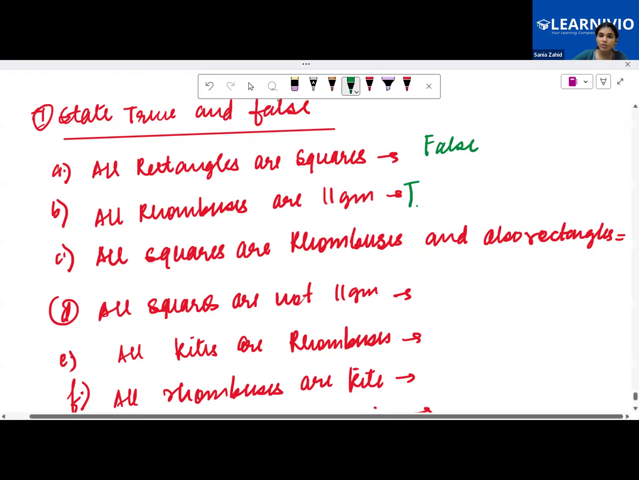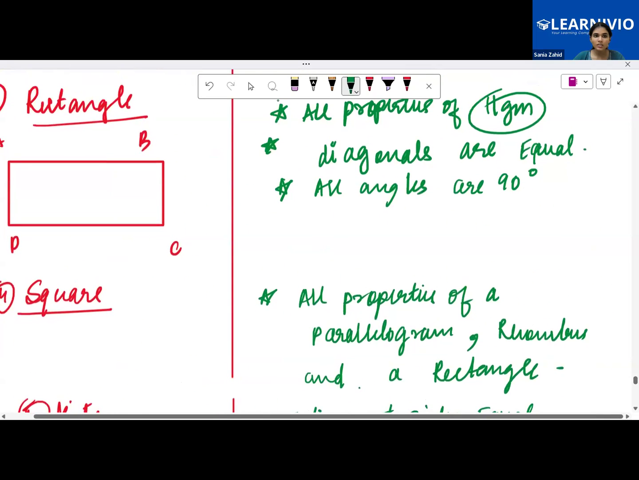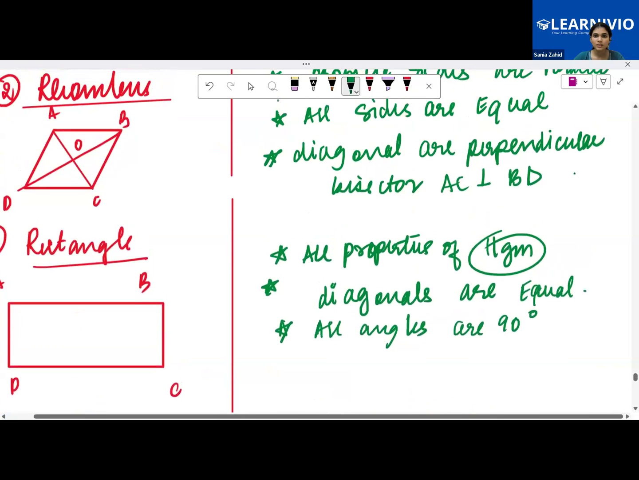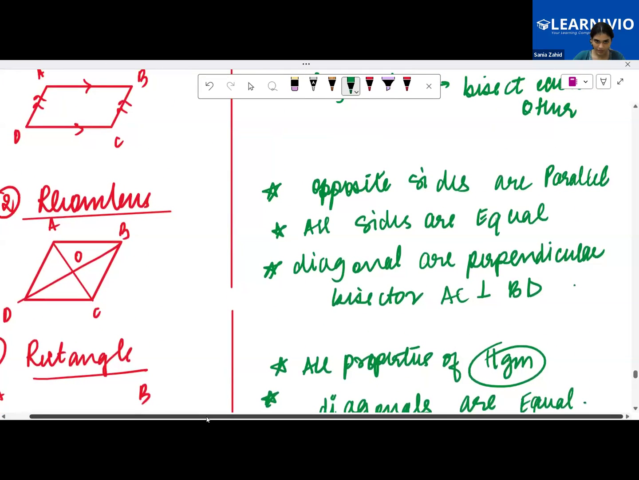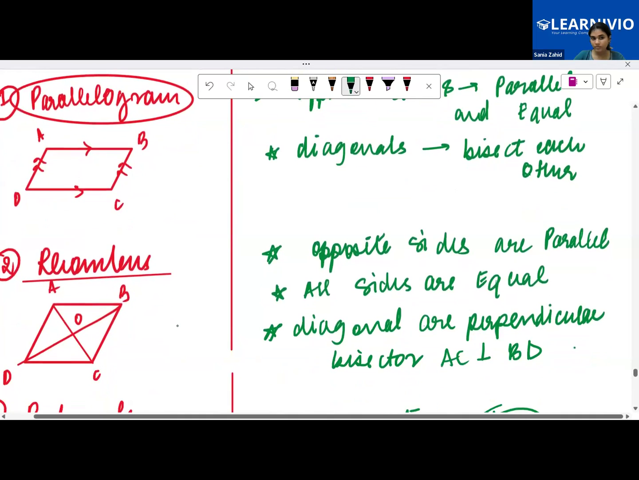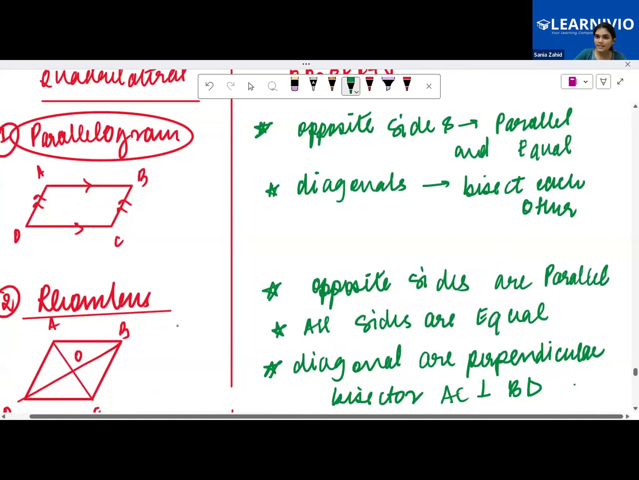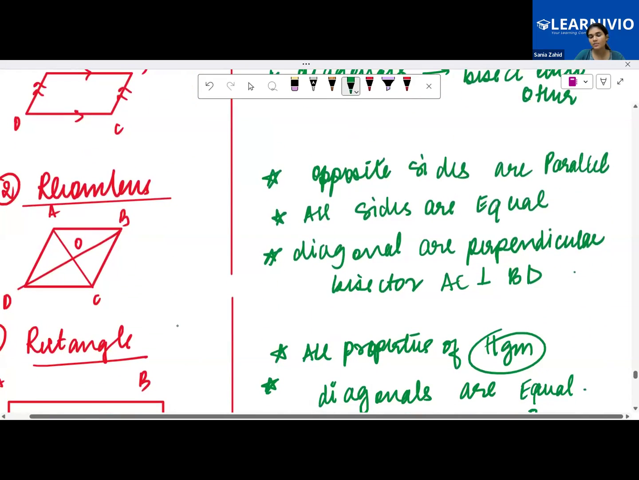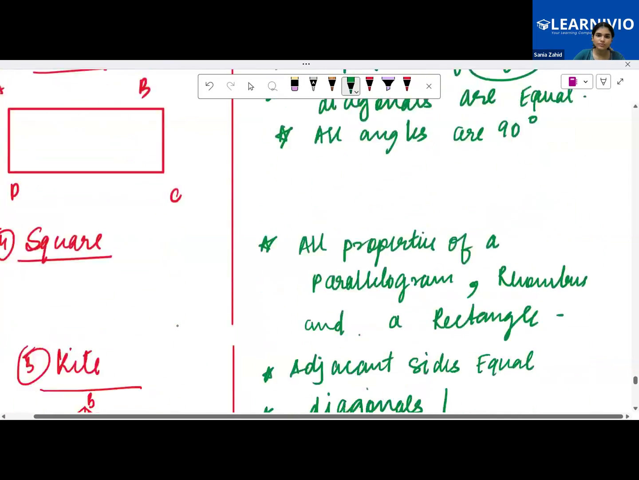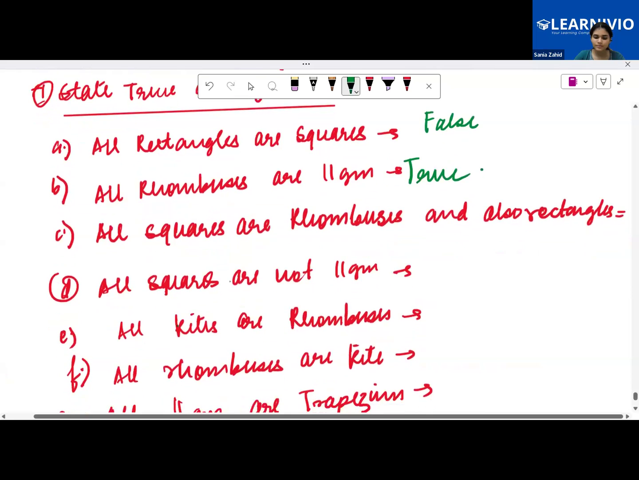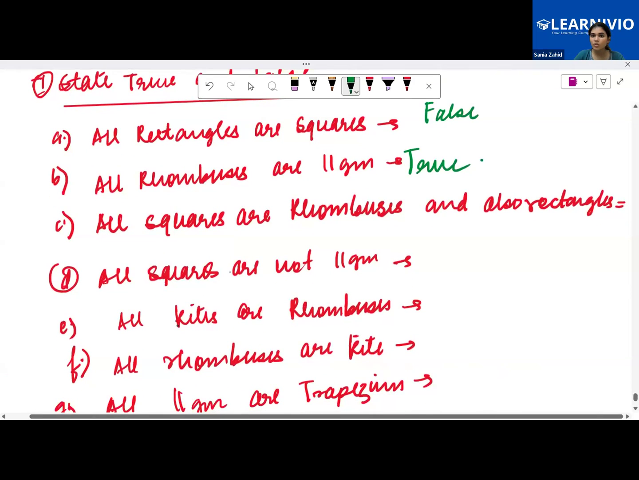All rhombuses are parallelogram, true. What are the properties of parallelogram? In rhombus and parallelogram, we have the same properties. Opposite sides are parallel and equal. Diagonals bisect each other. So all rhombuses are parallelograms. True. All squares and rhombuses are also rectangles. Yes, true.